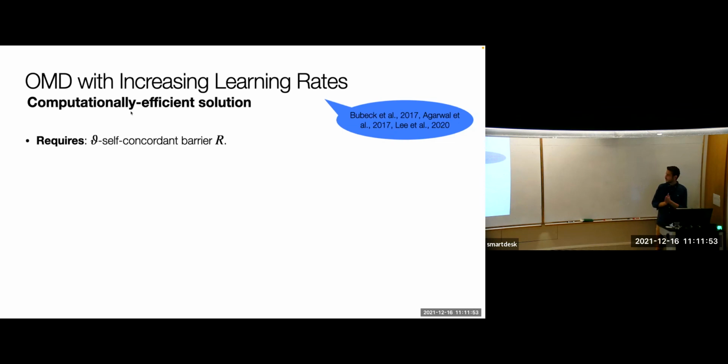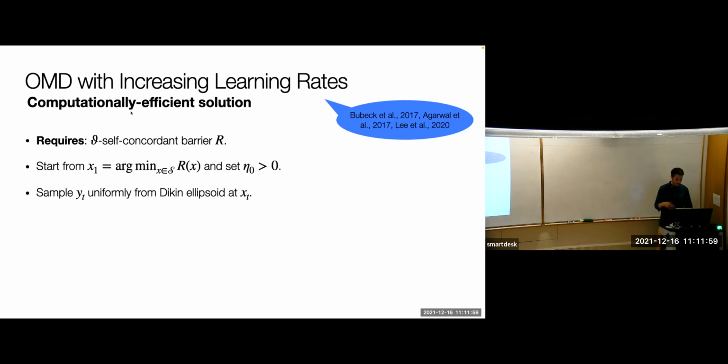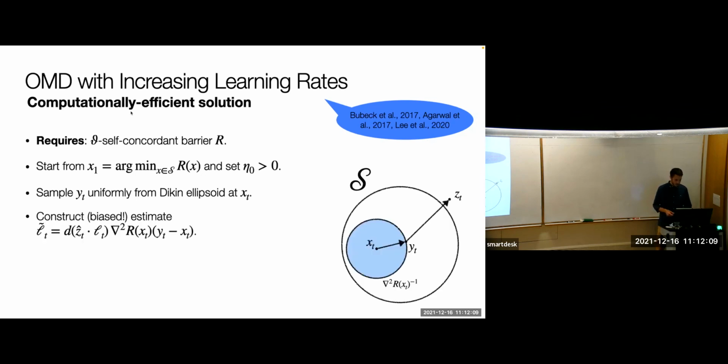Right, so the algorithm is based on the adversarial bandit algorithm that we saw before. I start from some barrier on my decision set. I have an iterate at X_T. I choose Y_T from the Dikin ellipsoid around X_T. Then I construct this estimate, and this estimate is biased, right? It doesn't reflect the true loss.